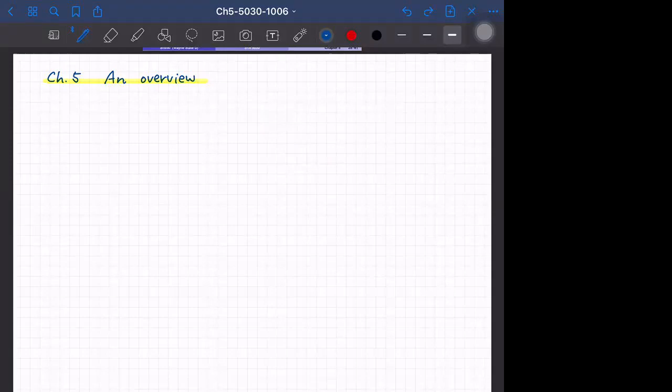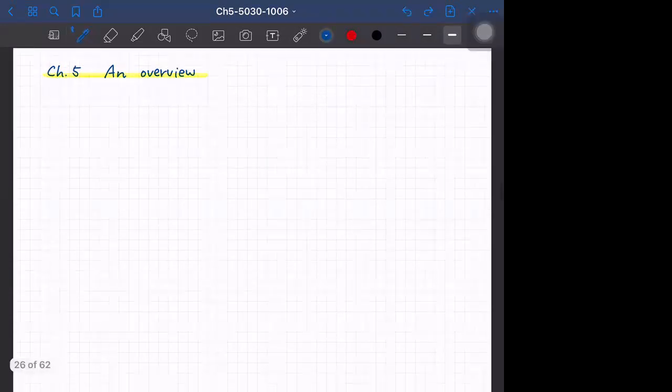Hi everyone. In the last section, we studied one sample t-test. So you got a good image of testing. So now I would like to give an overview of chapter 5. Chapter 5 introduces several tests, and I would like to categorize them.